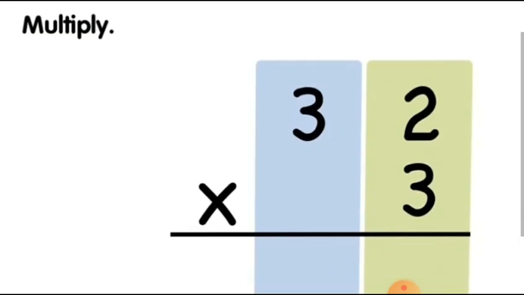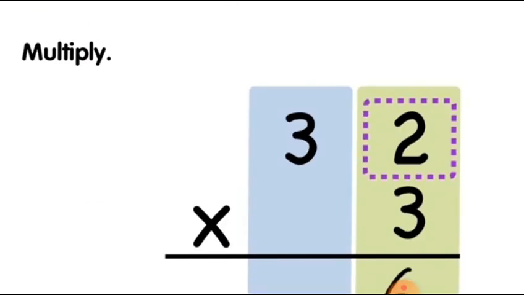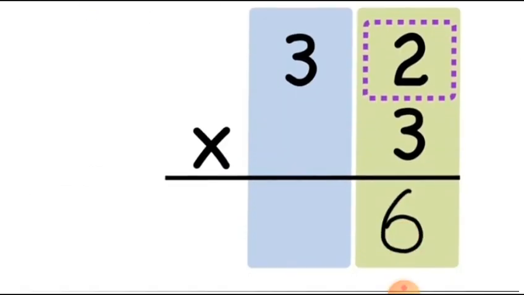Now the next question. 32 into 3. We know first we have to multiply 3 with 2, then 3 with 3. Right? So first you say the table of 3 up to 2. 3 ones are 3, 3 twos are 6. So 6 you can write just down here in this ones column.